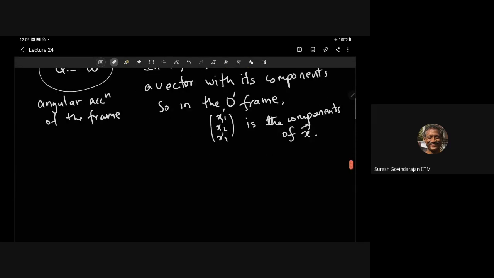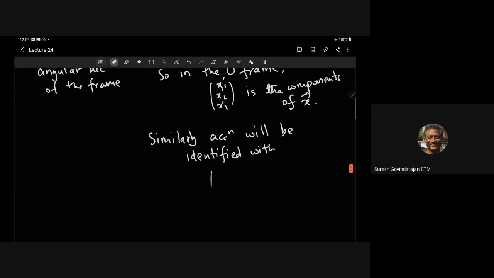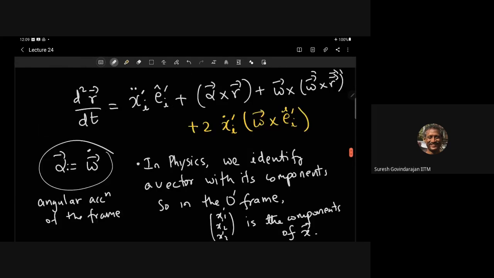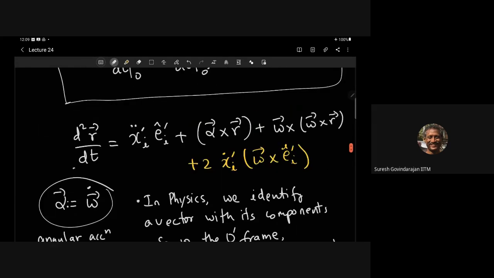But further, what happens is that similarly, we will say acceleration will be identified with, and I could even write for velocity, x1 double dot prime, x2 double dot prime, and x3 double dot prime. Okay, so coming back to this, this is truly the acceleration, the full proper computation, and we see that that's only one of the terms.